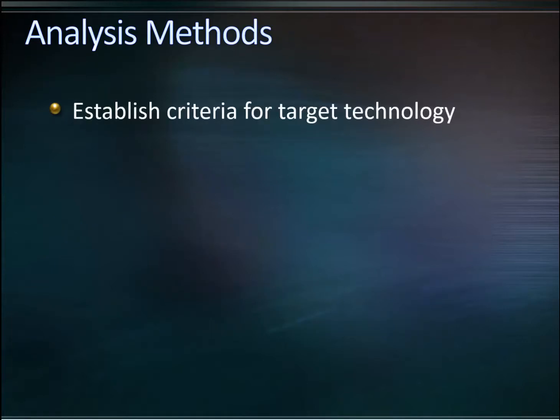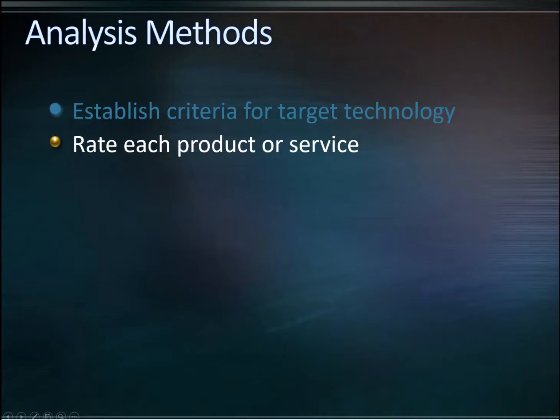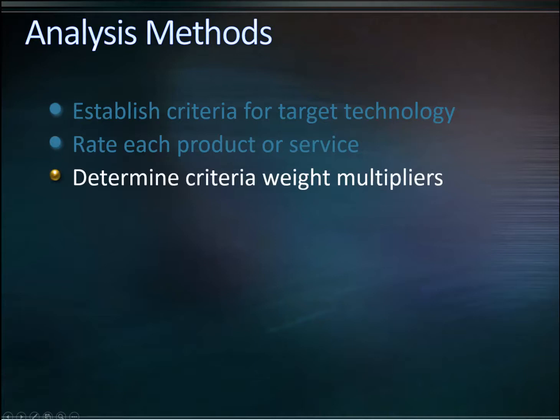Our analysis methods were to first establish criteria for the target technology, that being what categories did we want to look at, and then which products within the categories were good candidates to study. Then we went and rated each product or service based on the criteria we established. We determined a weighting multiplier for each of the criteria, because some of the criteria may be more important to students than other criteria or functionalities of a product or service.